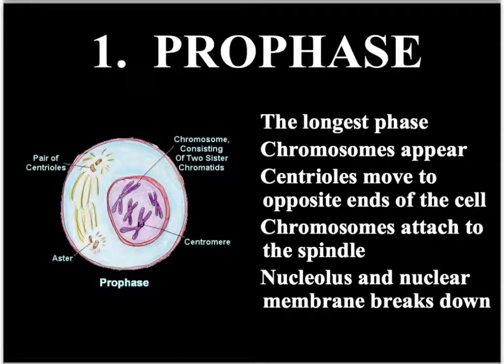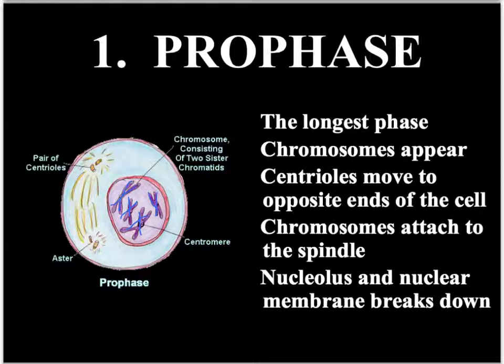Now we can start talking about the phases. The first phase of mitosis is called prophase. This is the longest phase, and a lot happens. Chromosomes appear, so before prophase, you don't have these little tightly coiled X's of DNA. Your DNA is just loose.